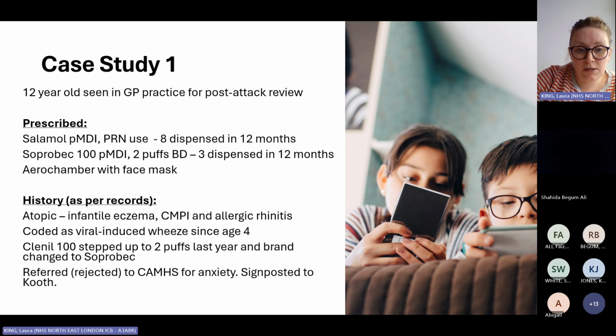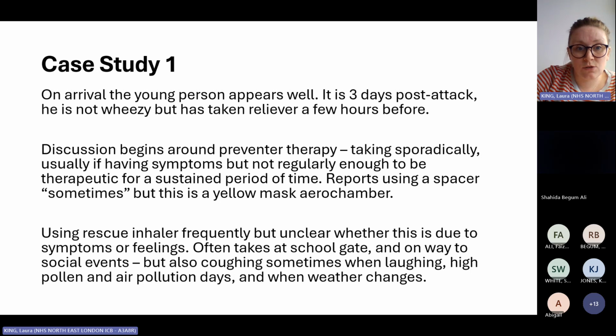So just bear that in mind. So on arrival, when they come into your room, they appear well. It's 3 days post-attack. They're not wheezy, but they have taken a reliever a few hours before. You start talking about preventive therapy, sort of what caused the attack. Are you actually adhering to any of your treatments that are prescribed that could have kept you well?